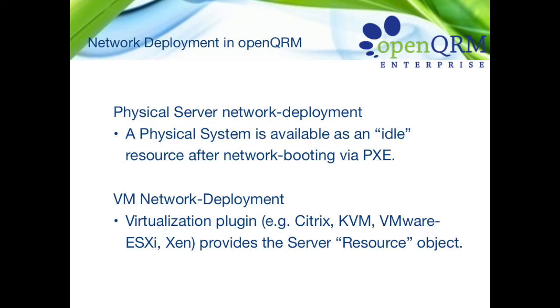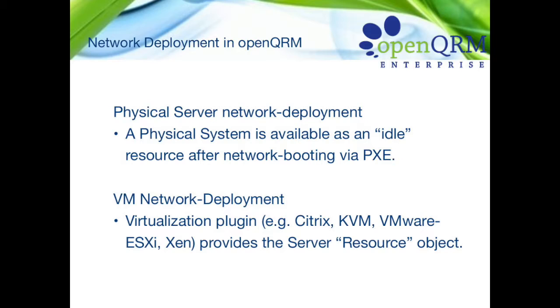For physical systems, there's also a mechanism available which auto-discovers new servers in your network. Simply turn them on, and they will be discovered by openQRM and booted into a state we call idle, which means it's available for further management through openQRM, but it's not yet used for any specific purpose. The purpose you can then decide from openQRM, and from this idle state, it will then go to provisioning and active.